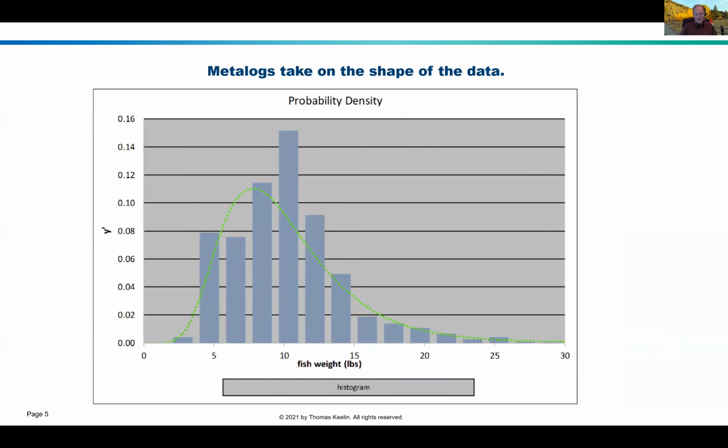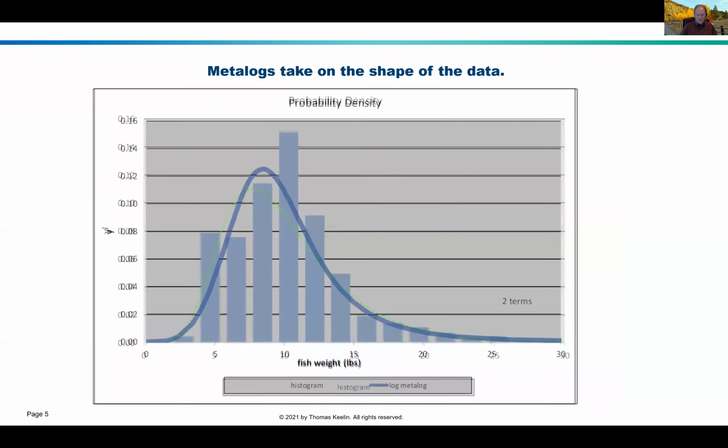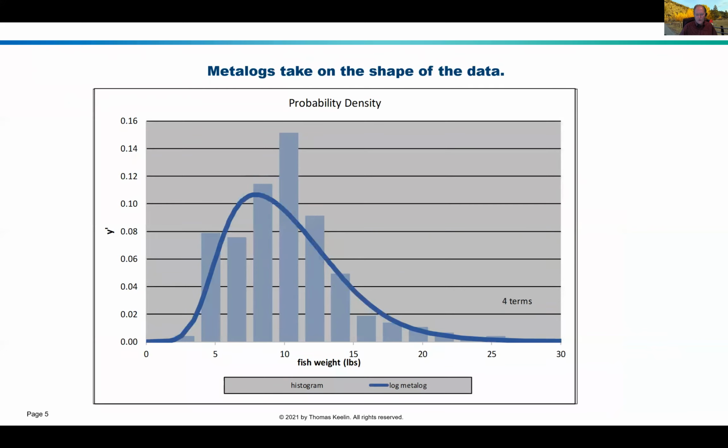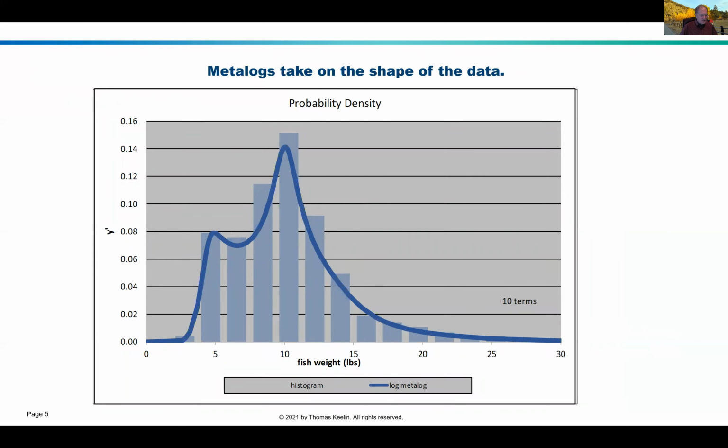Here's the actual empirical data, the histogram, and you can see the best fit log normal distribution is the green curve. Now let's fit some Metalogs. With a two-term Metalog, you get something that looks a lot like the log normal. 4, 6, 8, 10. Look at this. The Metalog has detected a natural bimodality in the data. And could that bimodality be the one salt fish, the smaller fish, versus the two salt fish, second time spawners? Very, very likely. This is an insight you wouldn't have been able to get from the classical distributions.